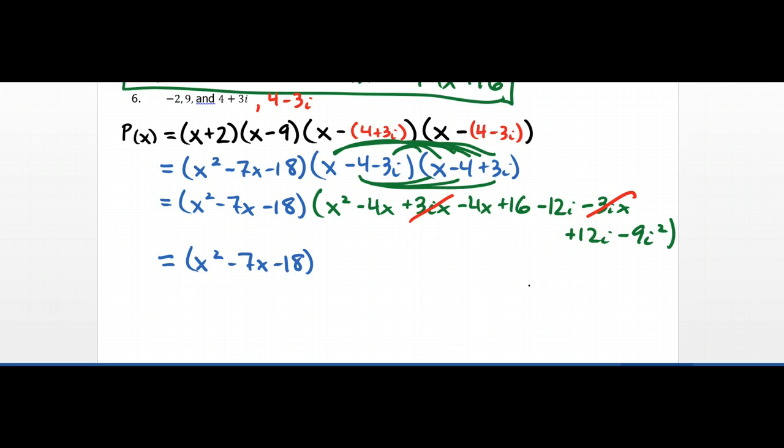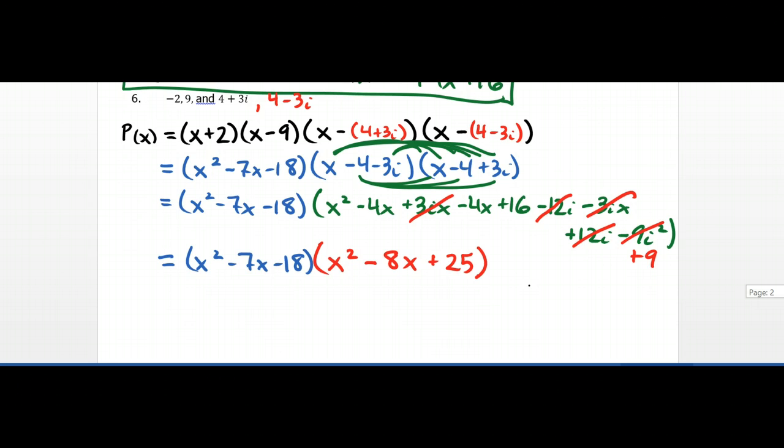So, yeah, your i should always cancel whenever you're doing this kind of multiplication up here, just like your radicals did in number 5. So those go away. So now I have x squared. I have a minus 4x and another minus 4x is minus 8x. I have a plus 16 and then minus 9i squared, remember, is the same thing as plus 9. So 16 plus 9 gives me plus 25.